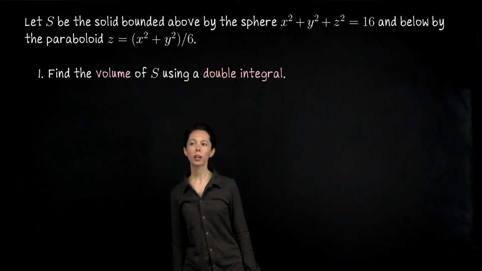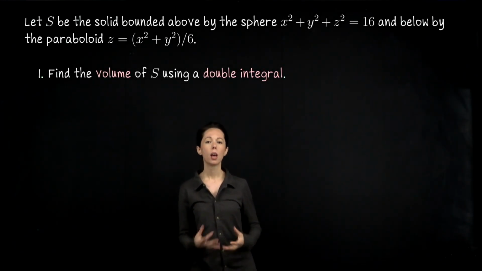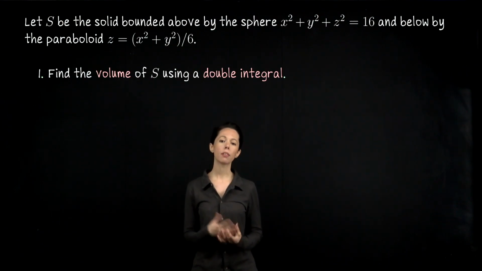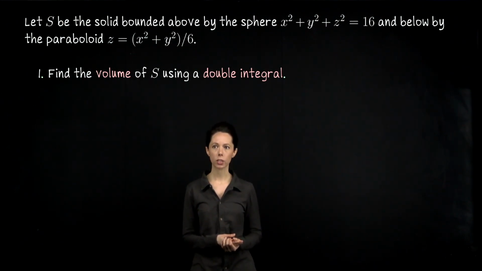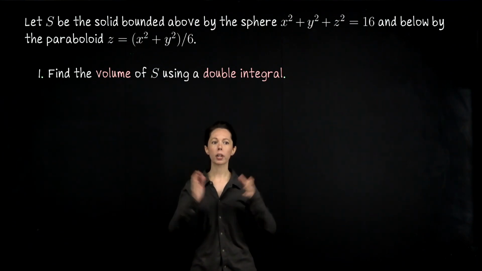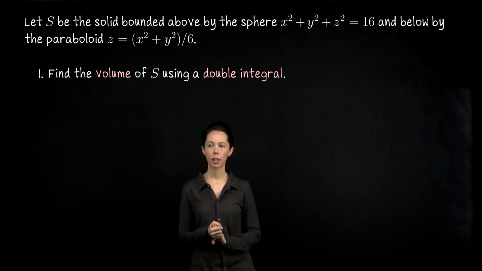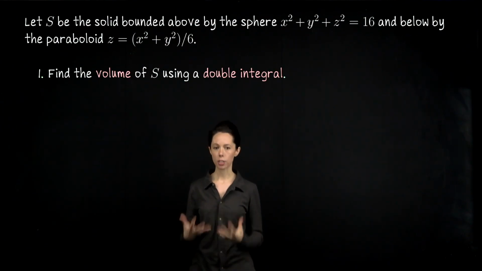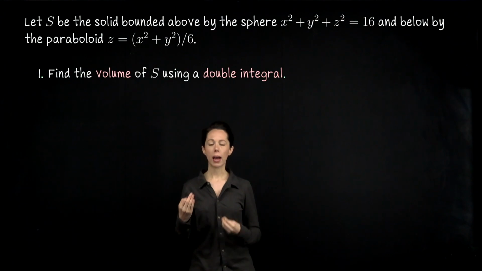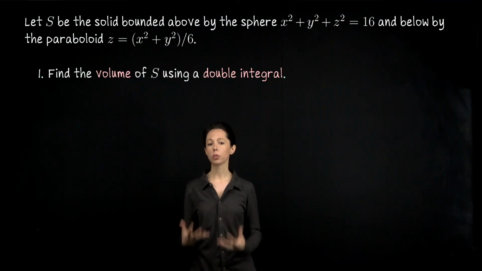In this exercise, we are going to find the volume of a solid which is trapped between the sphere of radius 4, so the equation is x squared plus y squared plus z squared equals 16, and a paraboloid opening upwards whose equation is z equals x squared plus y squared all over 6. So the first thing we're going to do is sketch a picture of this solid. We'll talk about how to find the volume using a double integral, and then we'll do that.